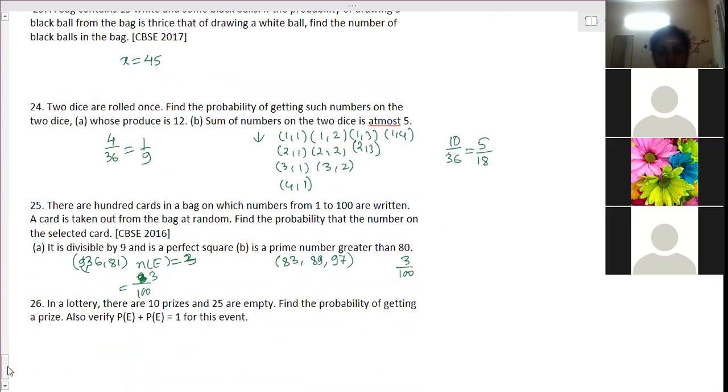In a lottery, there are 10 prizes, 25 are empty. Find the probability of getting a prize. Getting a prize. So how many? What's the probability? Yes, what is the probability? 10 by 35. It's 2 by 7.